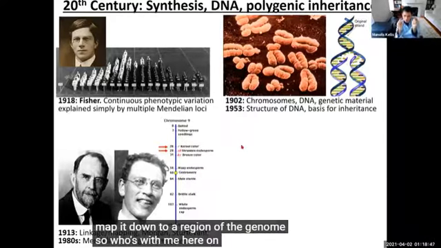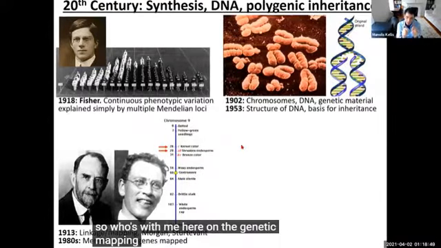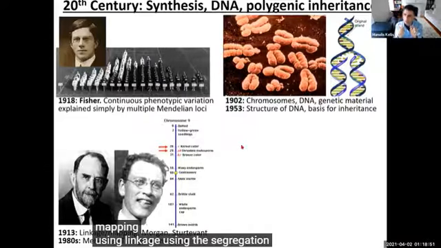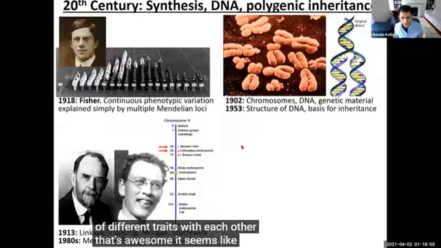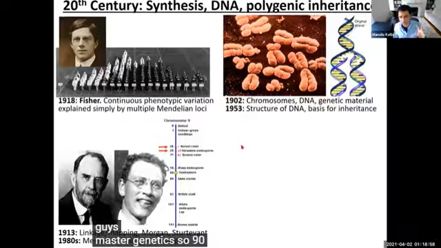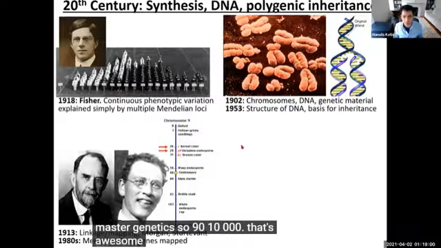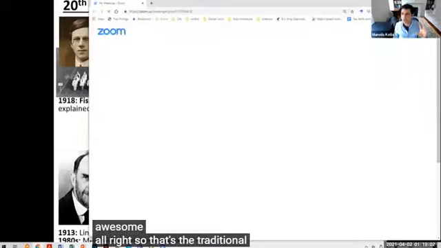So who's with me here on the genetic mapping using linkage, using the segregation frequency of different traits with each other? That's awesome. It seems like all of you guys master genetics. So 90, 10, 0, 0, 0. That's awesome. All right, so that's the traditional approach.